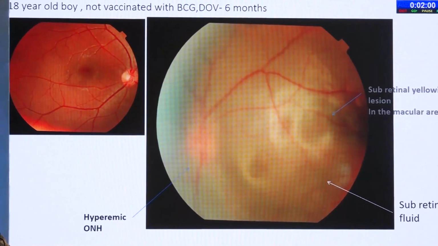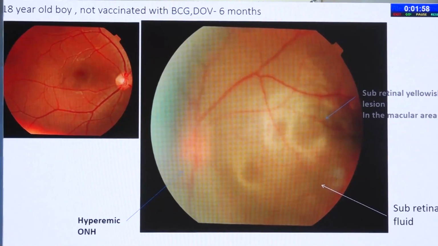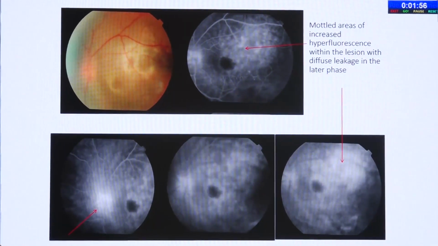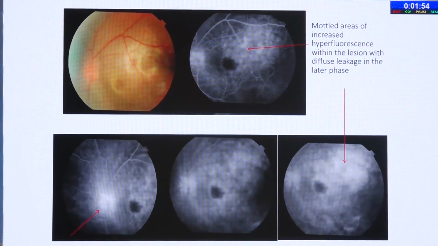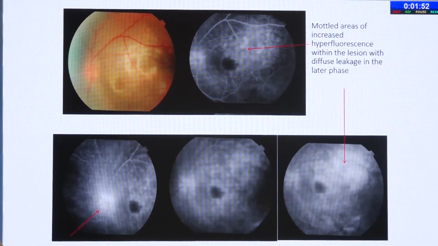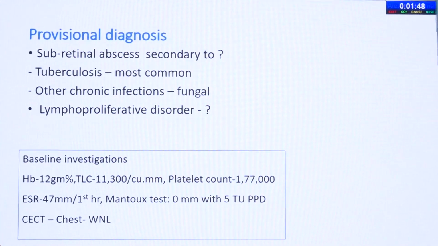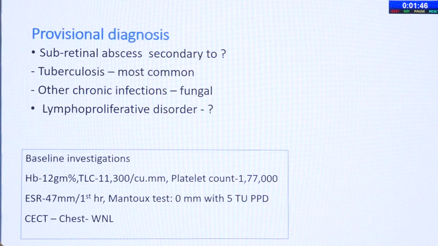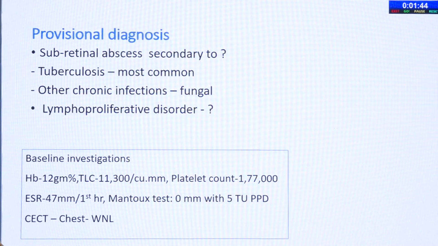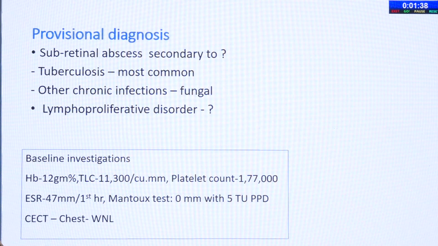A hyperemic disc is there and an extensive subretinal fluid is also present. I did a fundus fluorescein angiography, which just showed a stippled hyperfluorescence in the left eye. The provisional diagnosis that I had in mind was either a tubercular abscess, any chronic infection such as a fungal infection, or a lymphoproliferative disorder. On investigations, the other things were all pretty normal except that the Mantoux was 0.